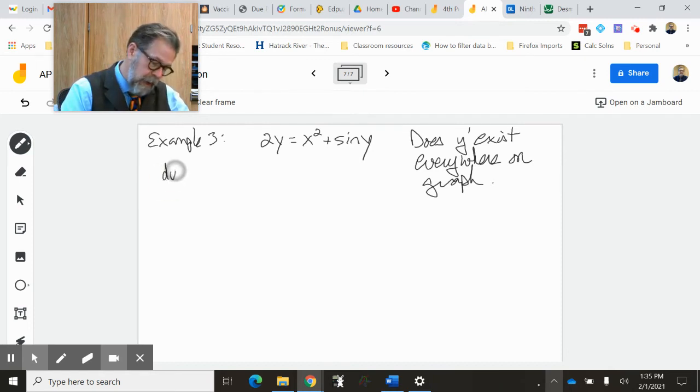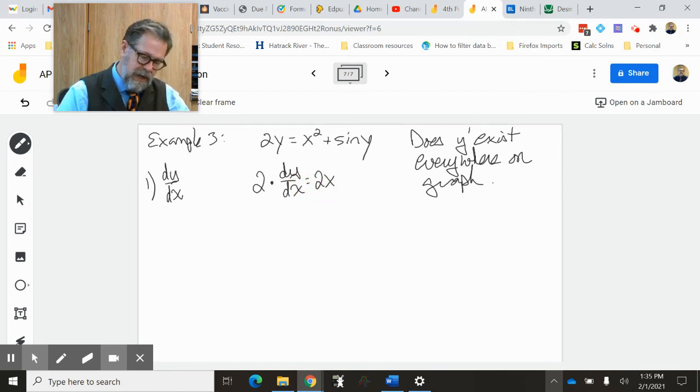So the first thing I'm going to do, step one, I'm going to take the derivative. So the derivative of 2y is 2 times, then chain rule says, derivative of y. Derivative of x squared is 2x. Plus the derivative of sine y. Well, the derivative of sine is cosine. Chain rule says times the derivative of y with respect to x.